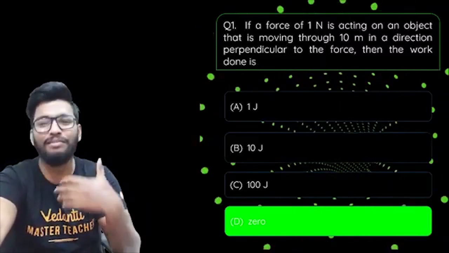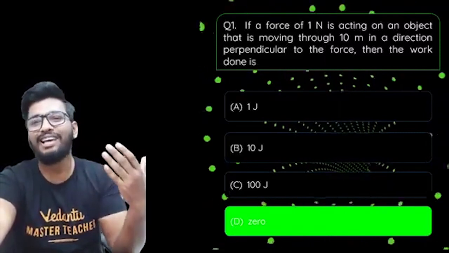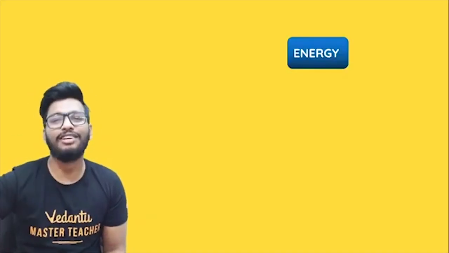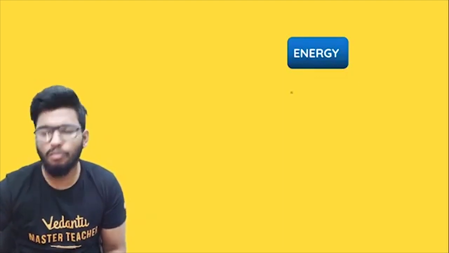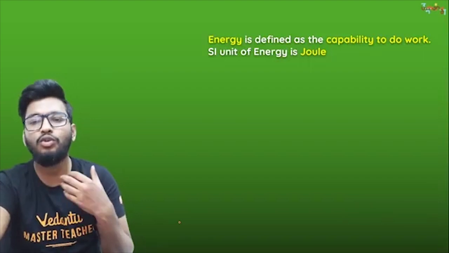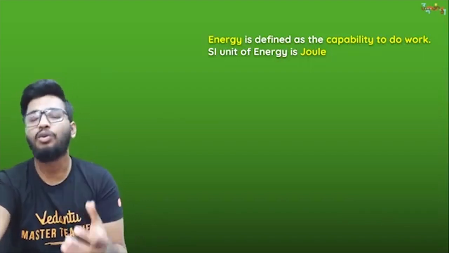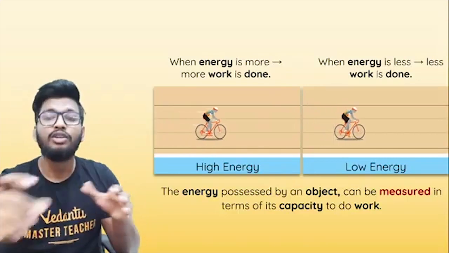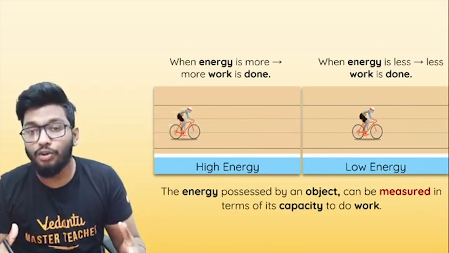Even though there's displacement, even though you're applying a force, because the angle between them is 90 degrees, work done is 0. Alright? So yes, people, now that you've understood this, let's talk about energy. What is energy? Energy is nothing but the capacity to do work, or the capability to do work. Again, measured in terms of joules itself. So if you have more energy, you do more work.